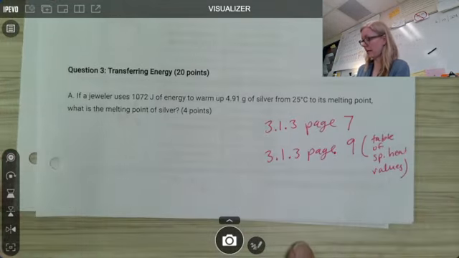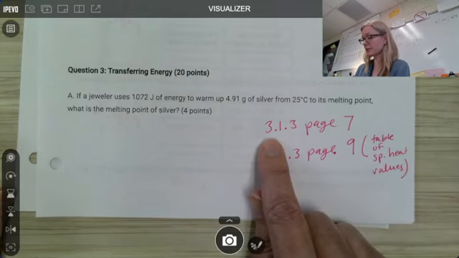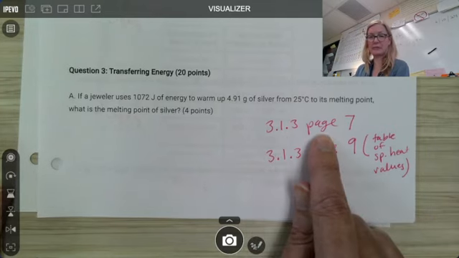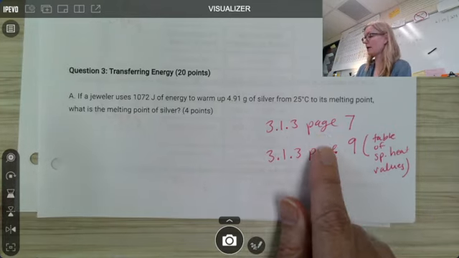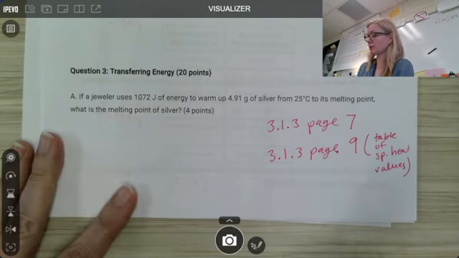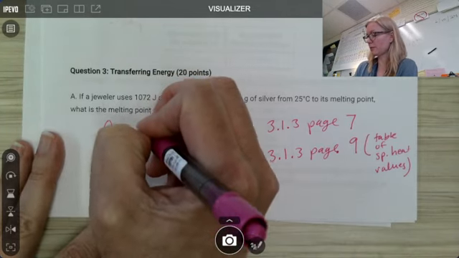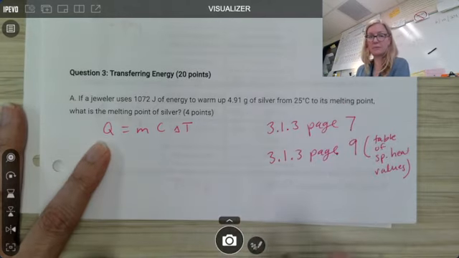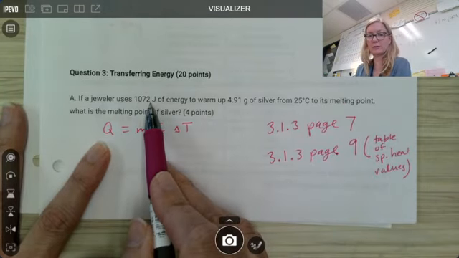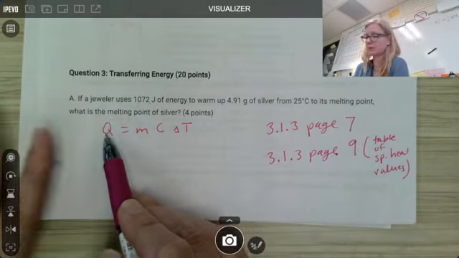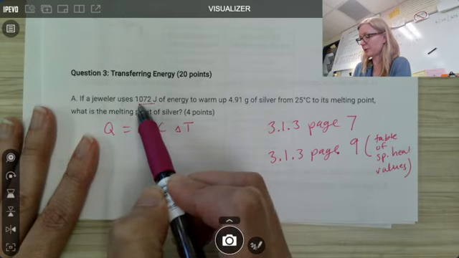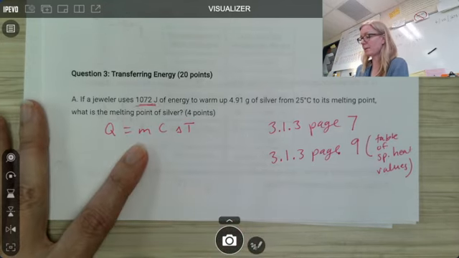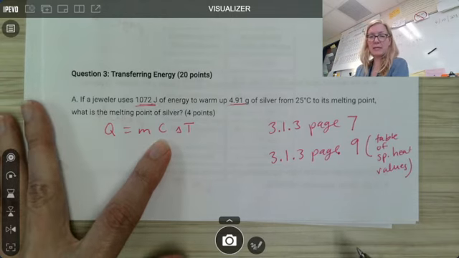Question 3A. The formula you're going to need is in 3.1.3, page 7, okay? I'll go ahead and give it to you. Q equals M times C times delta T. Okay, Q is the heat, which is the joules of energy, or the thermal energy, which is what you plug in for Q. M is the mass. This is what you plug in for mass. C is the specific heat.